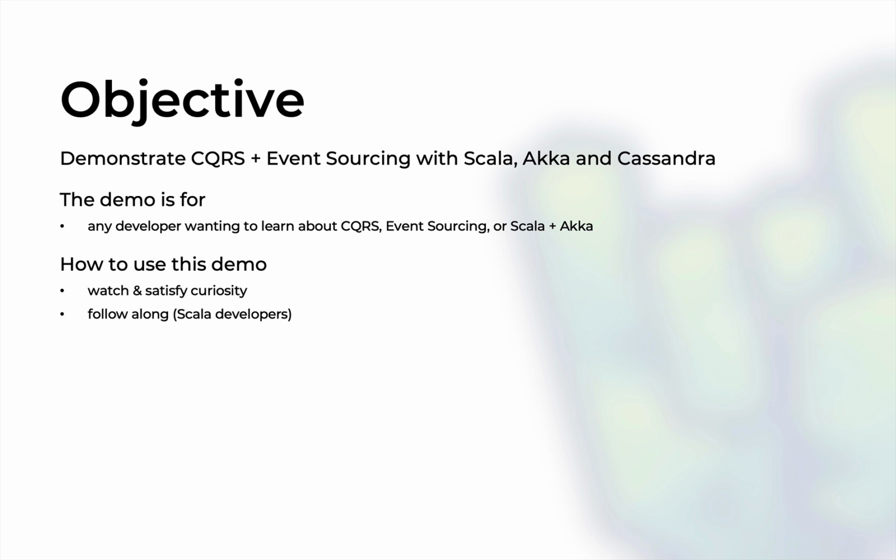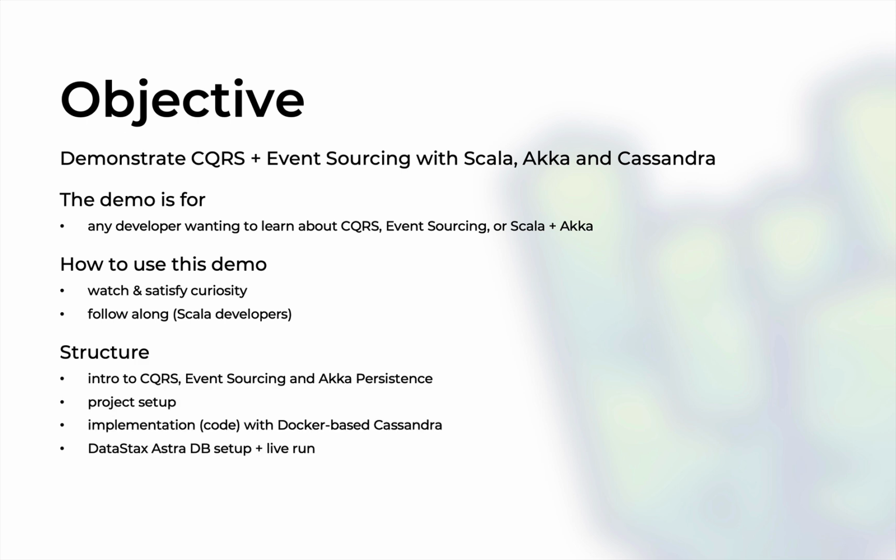I like to demonstrate by doing, so I write live code in all my courses at Rock the JVM and in demos like this. Now, the structure of the demo is as follows. First, I'm going to introduce CQRS and event sourcing as design patterns, as well as the Akka persistence tool that we're going to use in the video. After that, I'll walk you through the starting project setup, and then for most of the video, we're going to do live code and testing locally on a Docker-based Cassandra instance. And finally, at the end of the video, we're going to take the official DataStax Astra DB service for a spin with the code that we implement in the video.